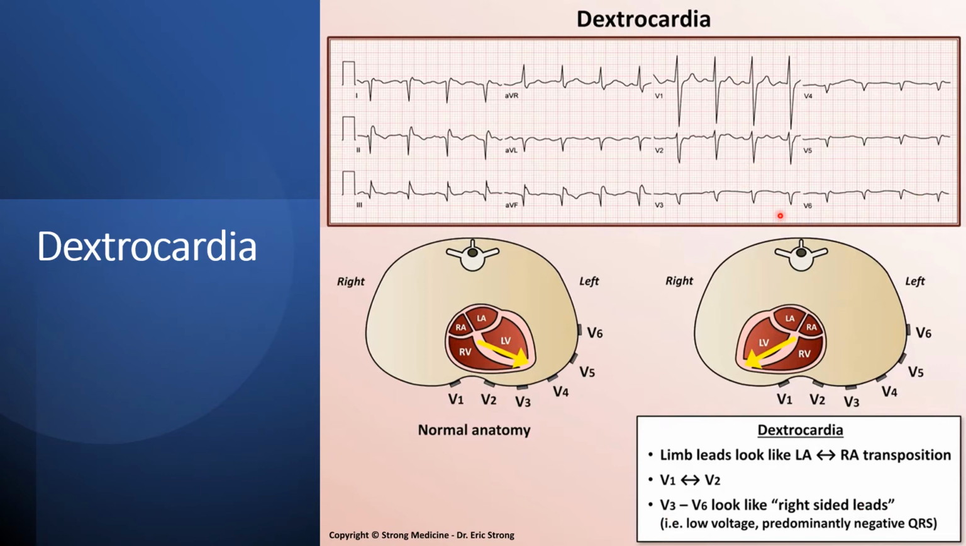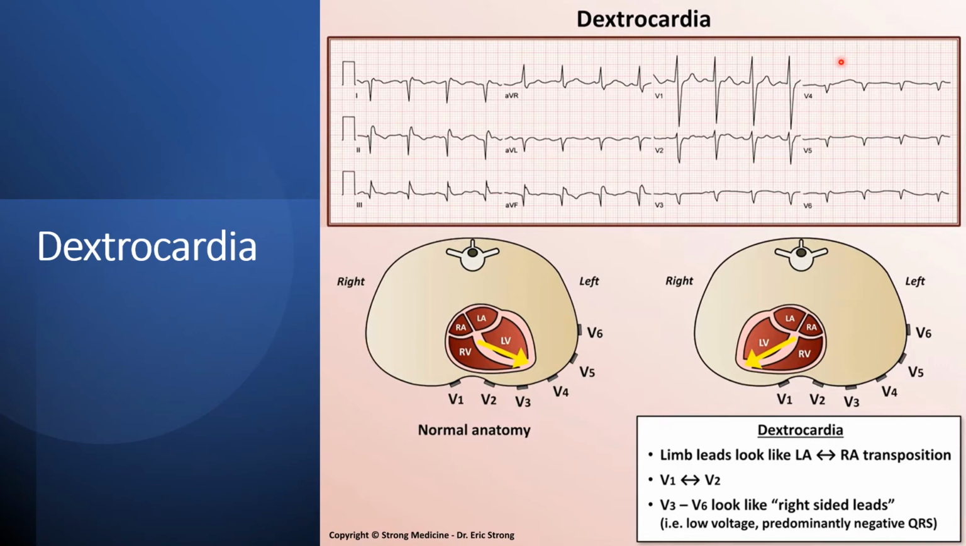dextrocardia. So as you can see here, there is a poor R wave progression in the precordial leads, and it almost looks like they switched V1 and V2 leads in this EKG. But the most important thing is from V3 to V6, it almost looks like right-sided leads. They're just basically negative. This is how right-sided leads will look on a normal patient. So if you have a normal heart and you place all the leads on the right side, your right-sided leads will look exactly like this.